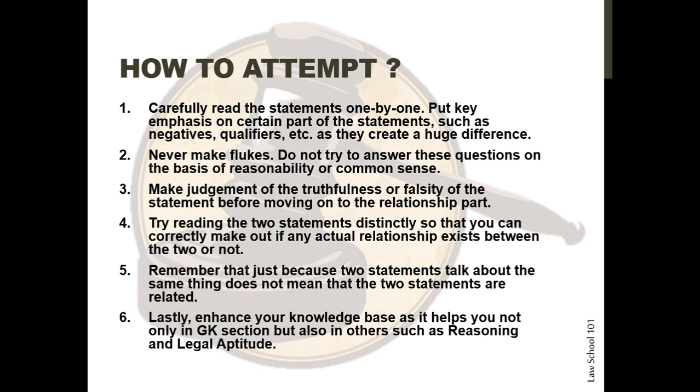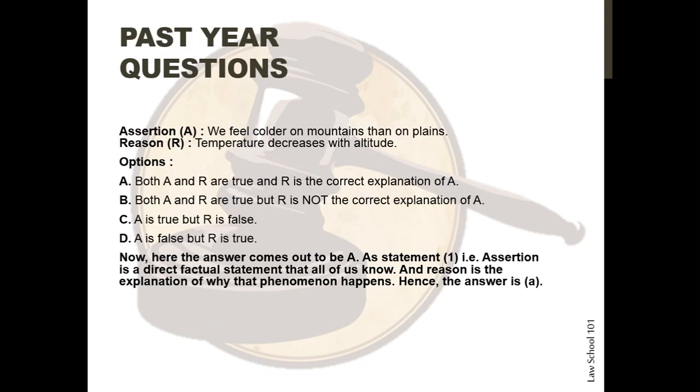Now we'll discuss two past year questions. First, here the assertion given is we feel colder in mountains than on plains. Reason given is temperature decreases with altitude. The options are as given in the question format. Now, as a commonsensical notion, most of us would know the assertion to be true. Reason might not be known to everyone. However, the reason is actually true and it also explains the phenomena that is being discussed in assertion. Thus, the answer here would be A.